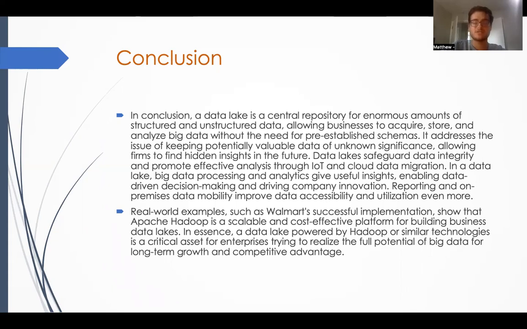Real-world examples such as Walmart's successful implementation show that Apache Hadoop is a scalable and cost-effective platform for building businesses' data lakes. In essence, a data lake powered by Hadoop or similar technologies is a critical asset for enterprises trying to realize the full potential of big data for long-term growth and competitive advantage.